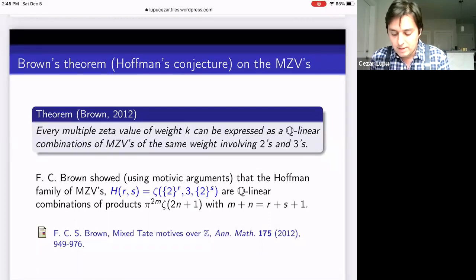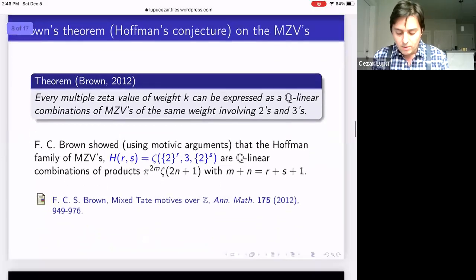But the one thing that he was missing was that he immediately reduced the problem of evaluating this family of multiple zeta values. We call this the Hoffman family, as you can see. So you have this 2, 2, 2, 3, and 2, 2, 2. And the best he could do using motivic arguments was to show that this family of multiple zeta values are Q-linear combinations of products of pi to the 2m times n odd zeta values.